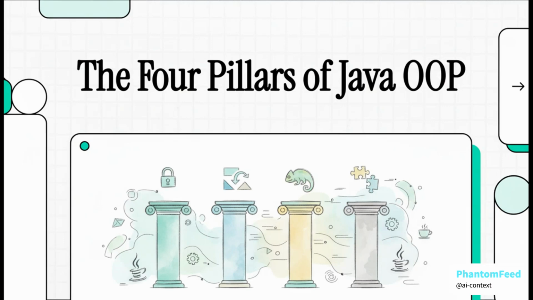All right, let's talk about the essential toolkit for any serious Java developer. I'm talking about the 4 pillars of object-oriented programming. And trust me, these aren't just some boring academic ideas. They're the principles you're going to use every single day to build software that actually works and doesn't fall apart.